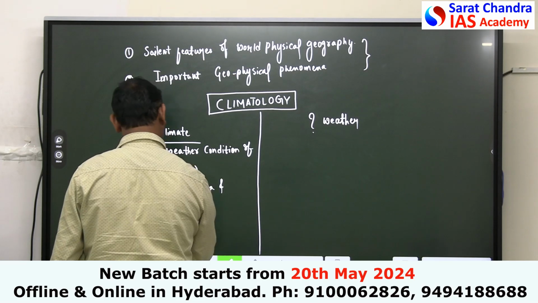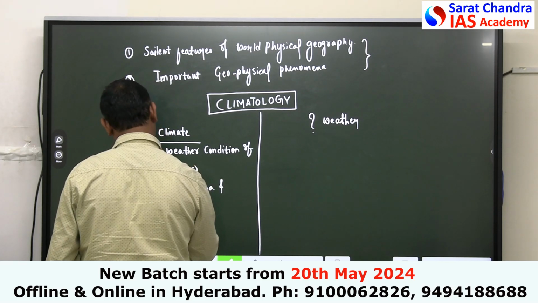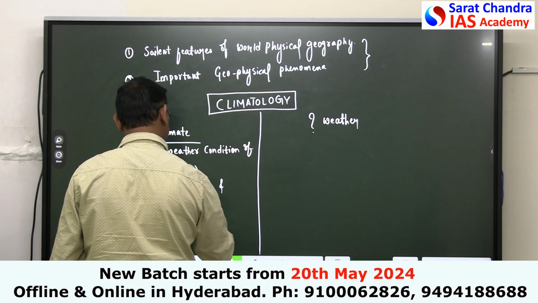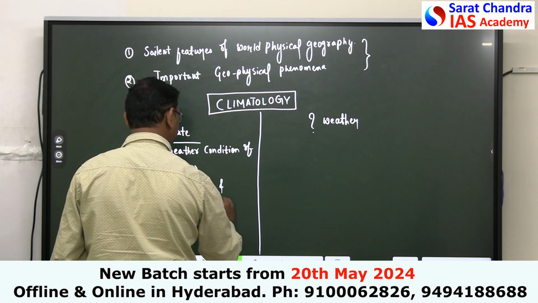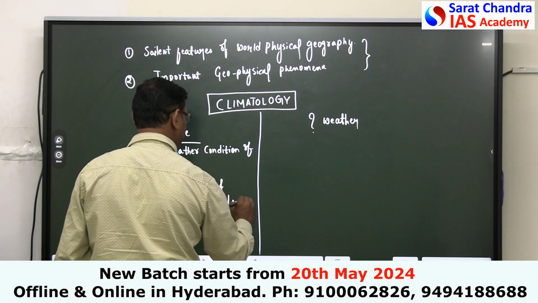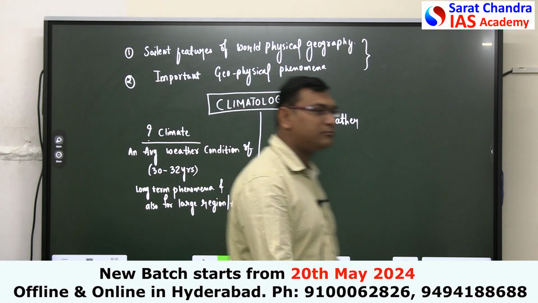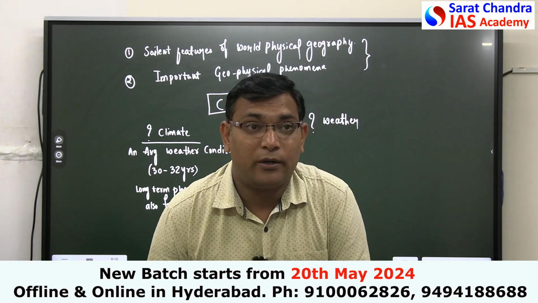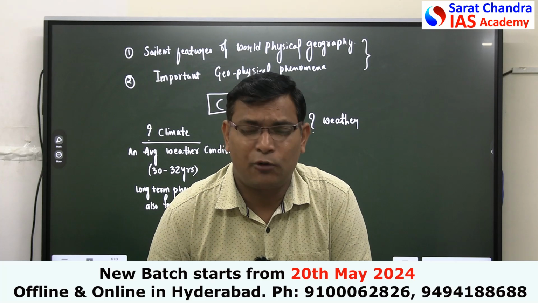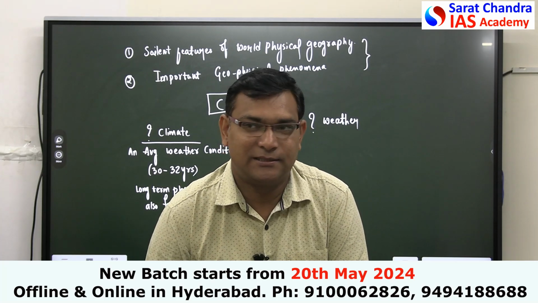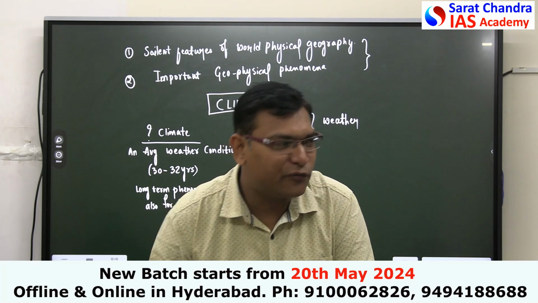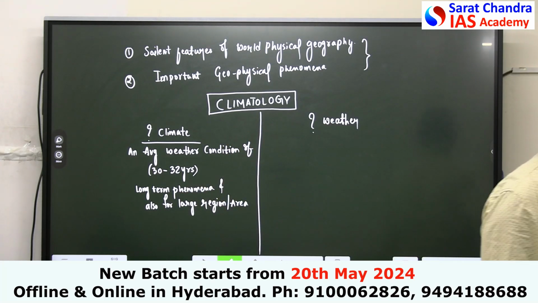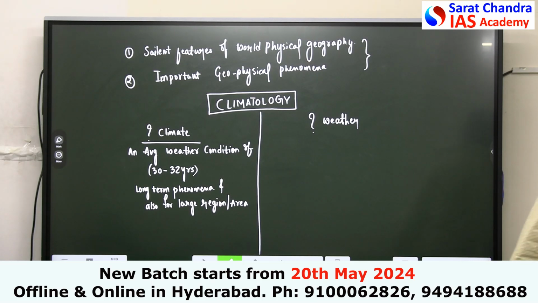And also for a large region or area, we say it is a climate. Generally we talk like this. You went on a Europe trip. How was the climate of Europe? Will you ask like this? Or will you ask, how were the weather conditions of Europe? Which one is correct, first or second?